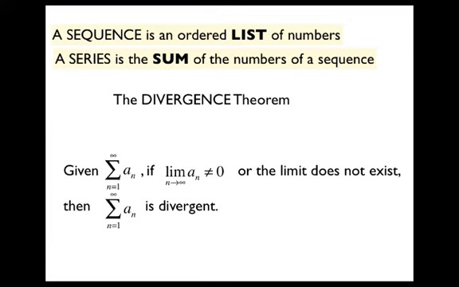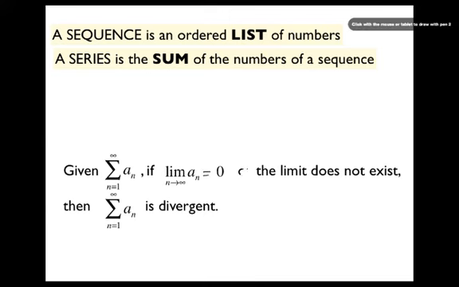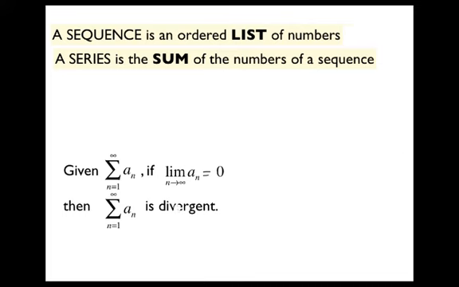So what's the more interesting case? That's technically the divergence theorem, but what's interesting? What are we going to spend most of our time talking about? If the limit does equal 0, then what? Then the series converges. Is that right?